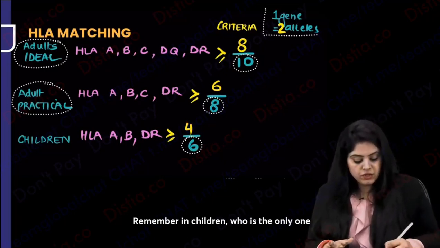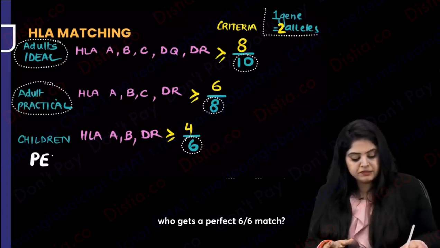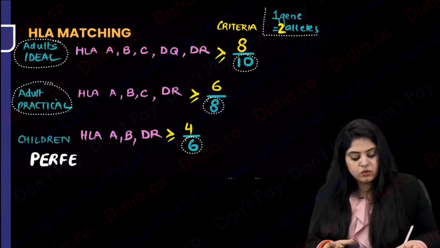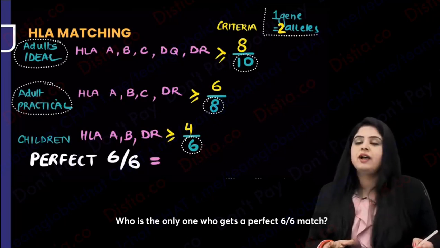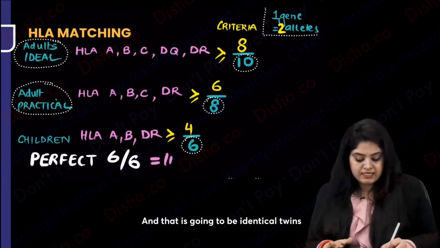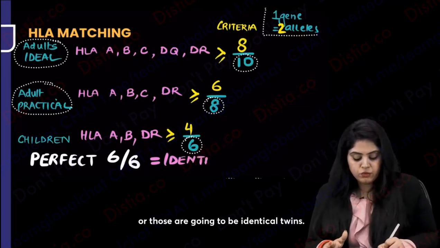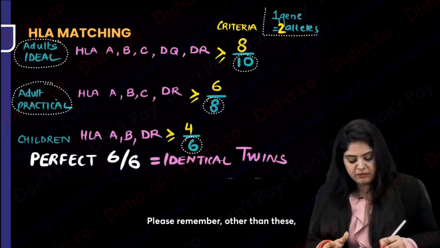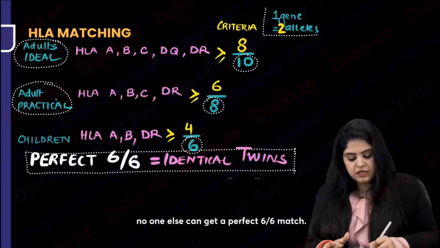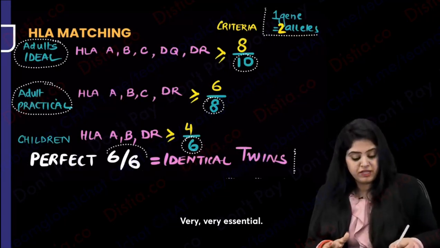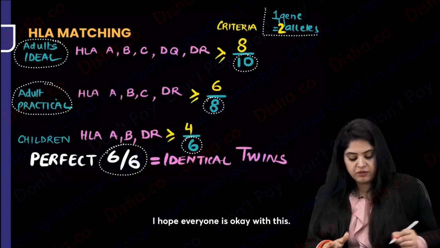Remember, in children, who is the only one who gets a perfect 6 on 6 match? Who is the only one who gets a perfect 6 on 6 match? That is going to be identical twins. Please remember, other than these, no one else can get a perfect 6-on-6 match. Very, very essential. I hope everyone's okay with this.